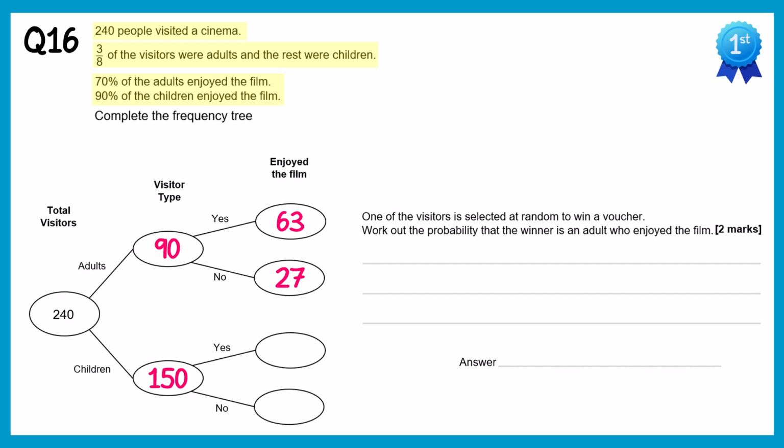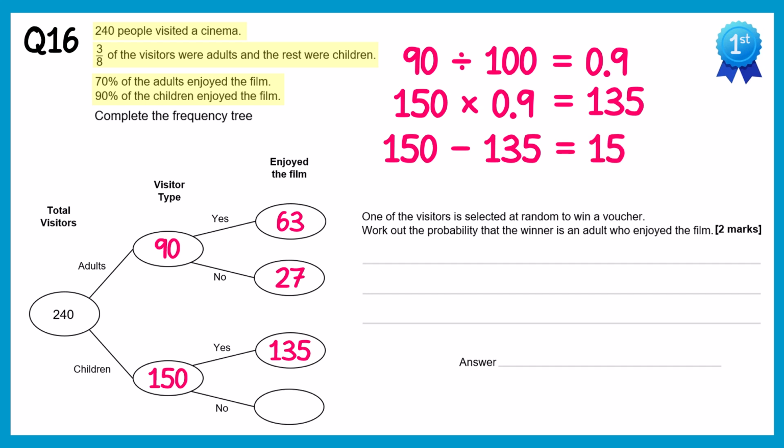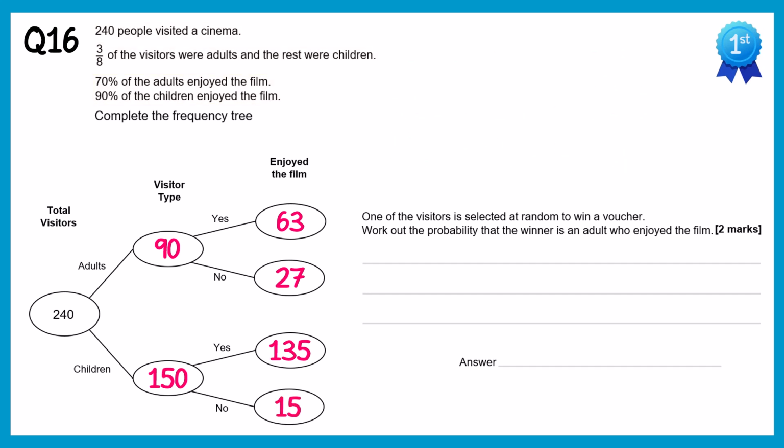Now if we do the same process but for children, we want to write 90% as a multiplier, so we do 90 divided by 100, which is 0.9. We can then multiply 150 children by 0.9, which gives you 135 children that did enjoy the film. The rest must not have enjoyed the film, so we do 150 subtract 135, which is 15. And that's the frequency tree completed.